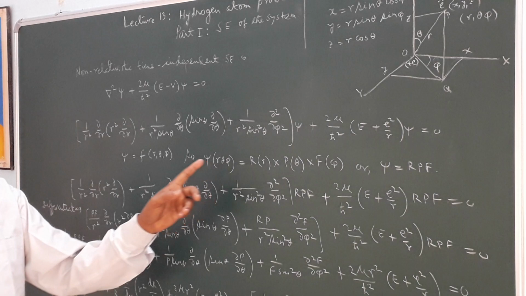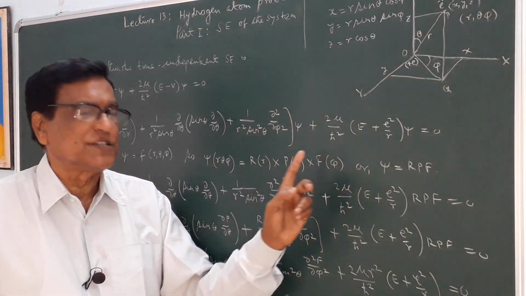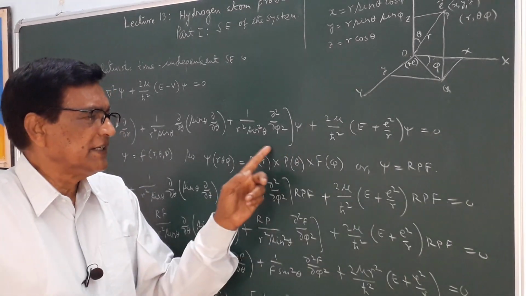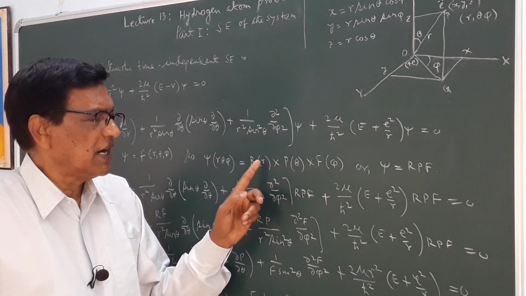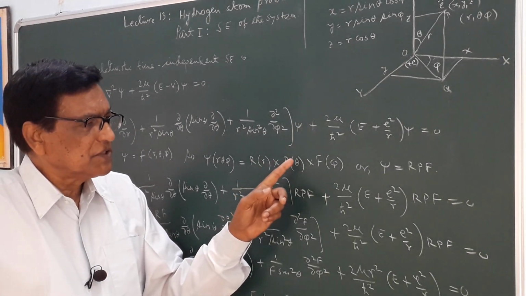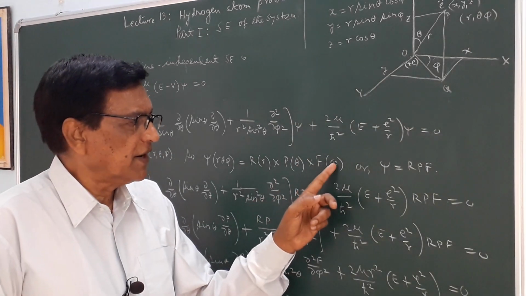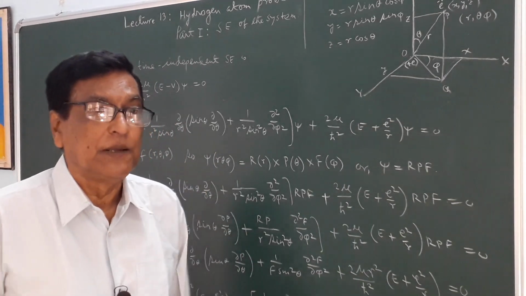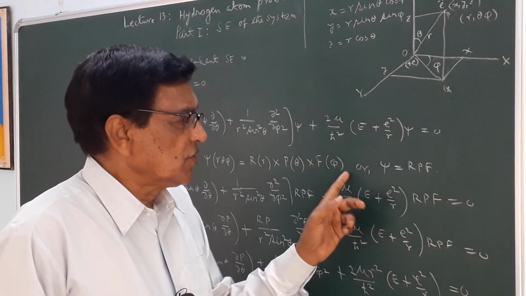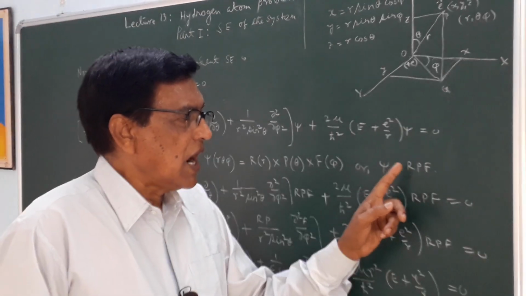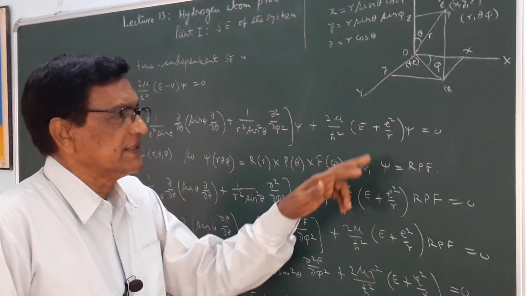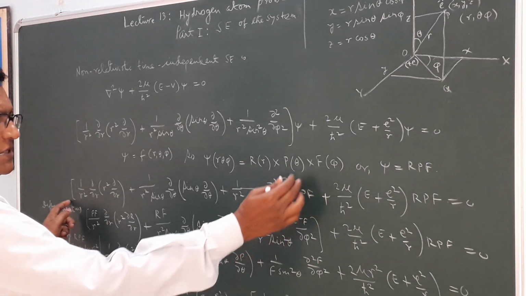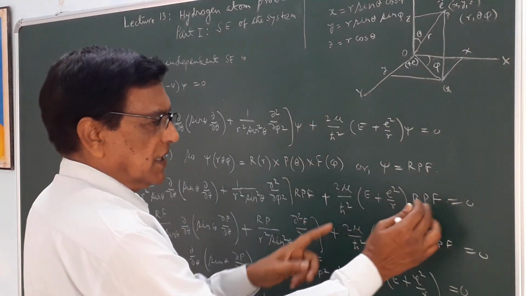So this psi can be expressed as a product of three functions, R, P, F. R is the radial function. It depends on the value of r, P depends on theta, and F depends on phi. These R, P, F are the independent variables. In short, I can write psi equal to RPF. Whenever psi is replaced by RPF, we have this one. Only psi is replaced by RPF. Here also psi is replaced by RPF.